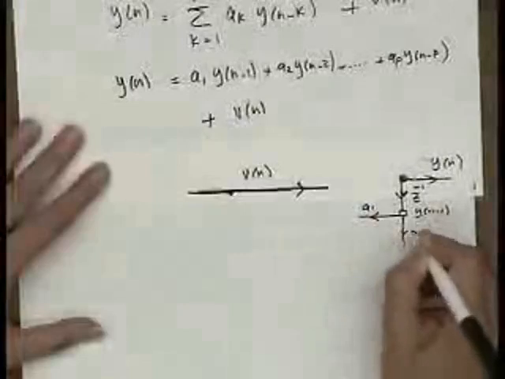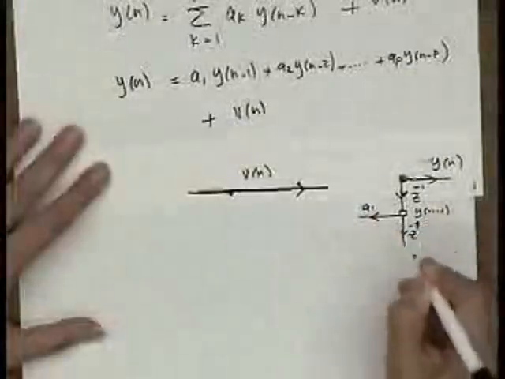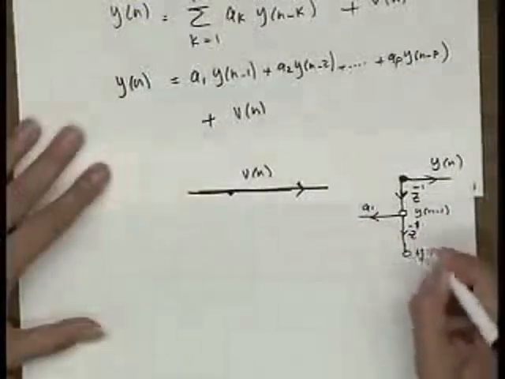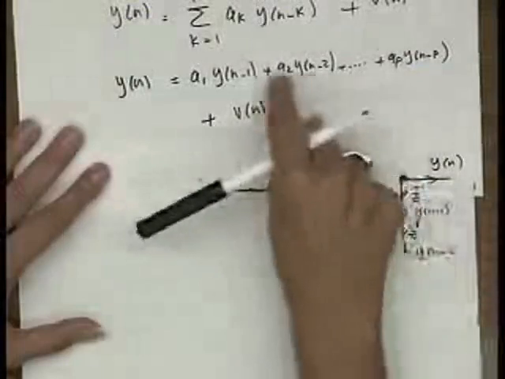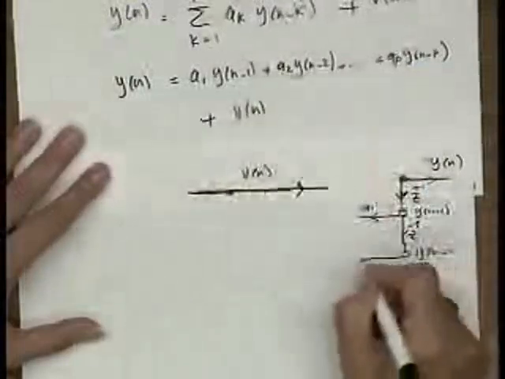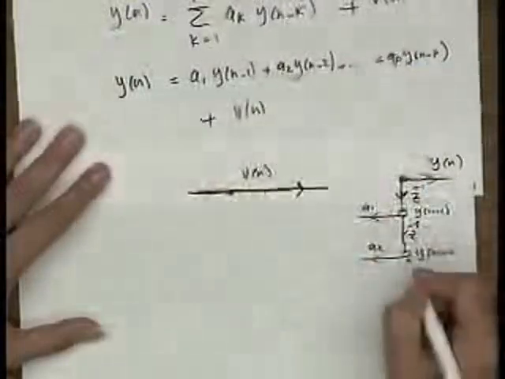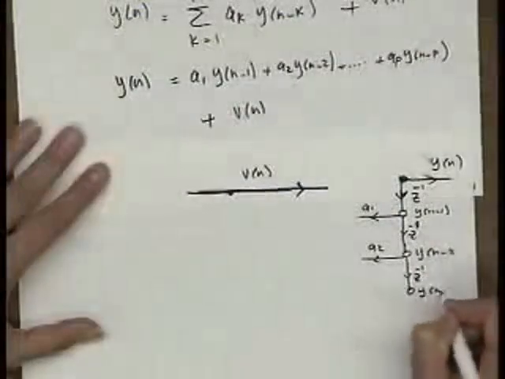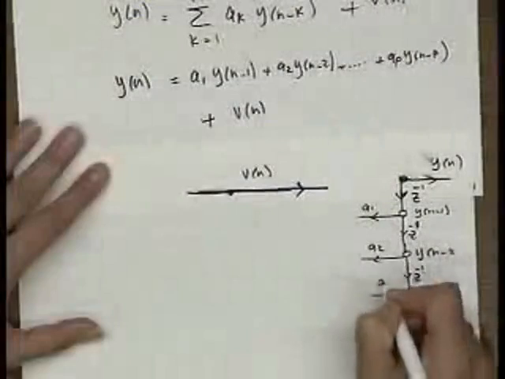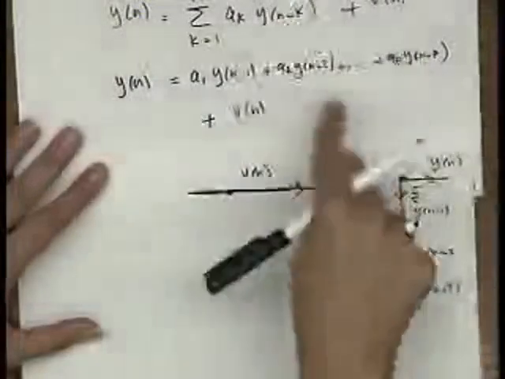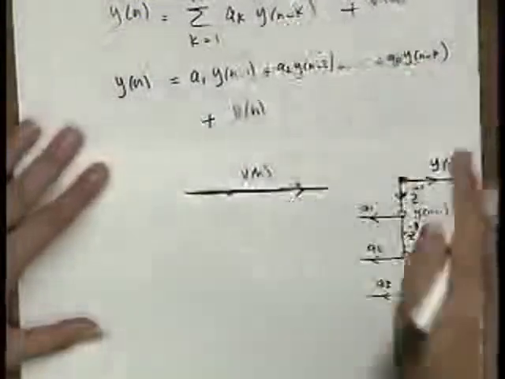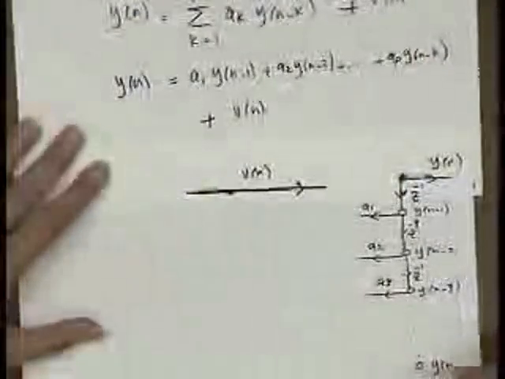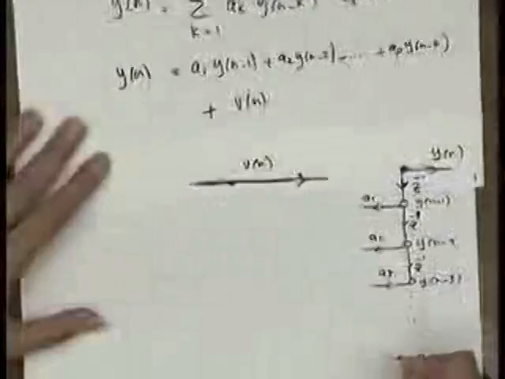Then delayed again. If I delay Y of n minus 1 by 1 more delay element, I get Y of n minus 2. That's what I have here, and I want to multiply that by A2. And I delay it again, and I get Y of n minus 3, so multiply that by A3. I just keep doing that all the way to P times, until the point that I get is Y of n minus P. And then I multiply that by A sub P.